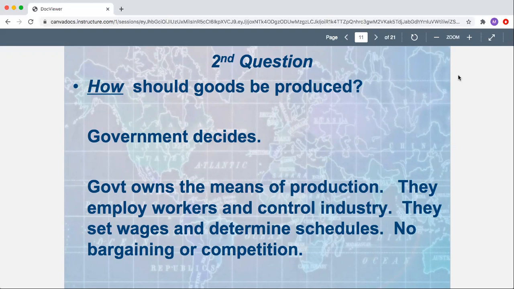Whereas there would be in a market economy, you may have several grocery stores like a Walmart or a Target. Well, in a command economy, it's different. There's no Walmart and Target. Everything is going to the same one. The government is going to decide what you're going to produce and how it's going to be made.